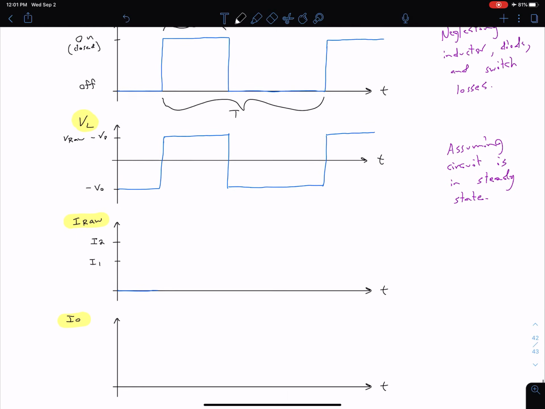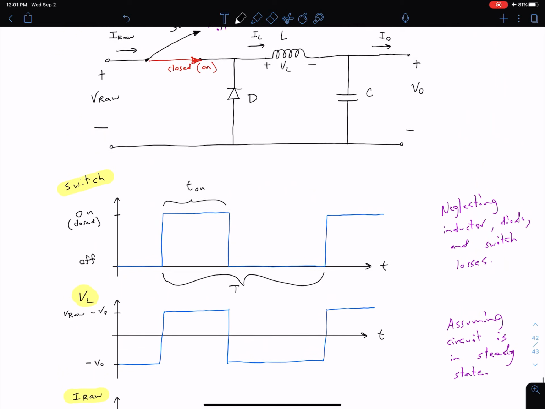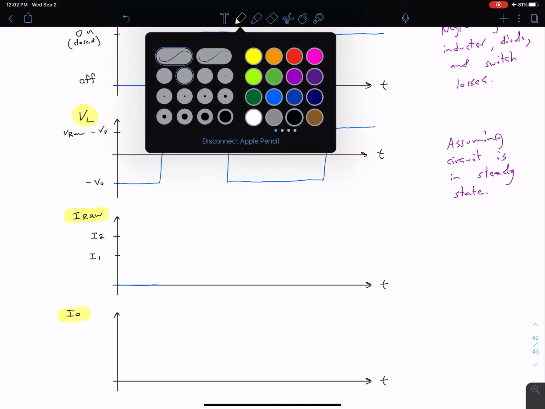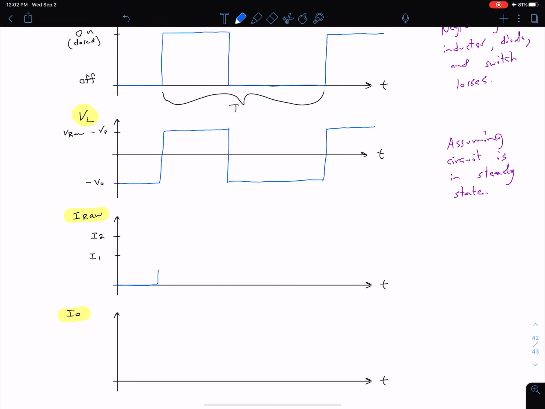So what that's going to look like in terms of our I raw, and so note our I raw is not equal to our inductor current, but our I raw is going to be 0 when that switch is open. When the switch closes, when it becomes on, we're going to be at that lowest current level because the inductor has been discharging through the resistor, so it's been losing energy. Now over time, as we're charging that inductor up, the current is slowly going to be increasing until we reach our current level I2. And then once our switch opens again, the I raw is going to go back to 0. And it's going to remain at 0 until the switch closes again.